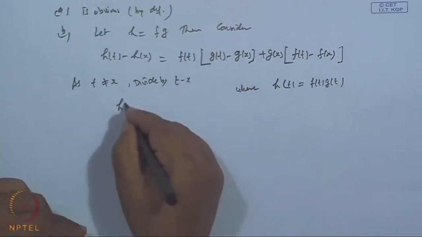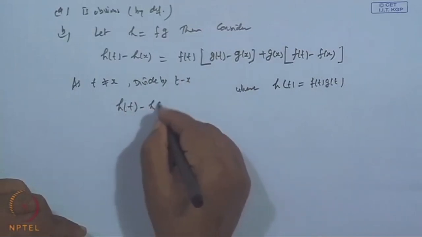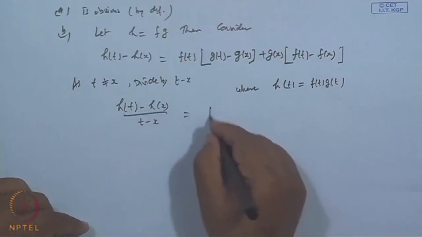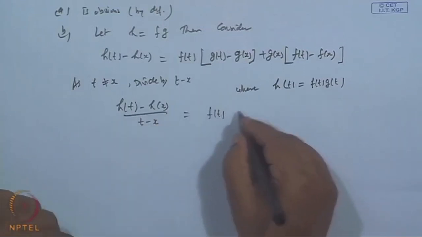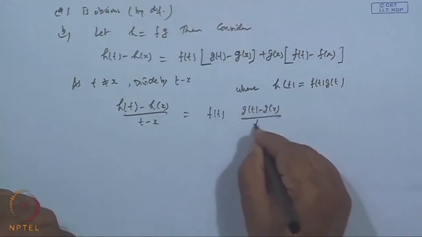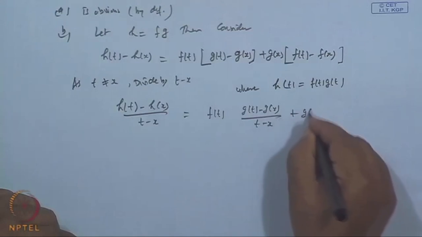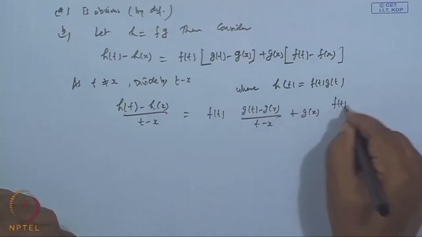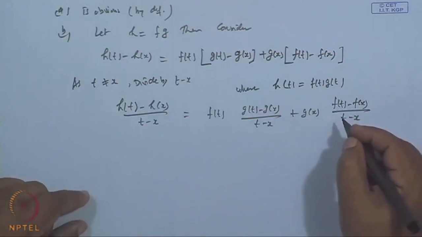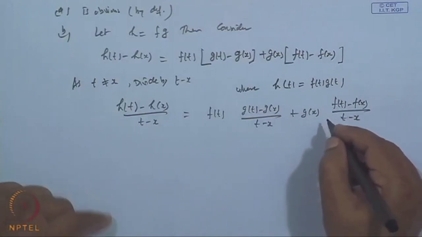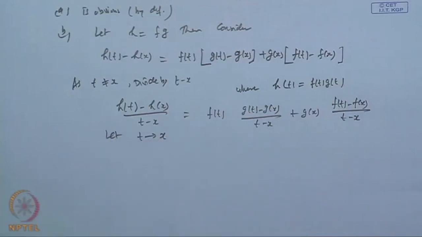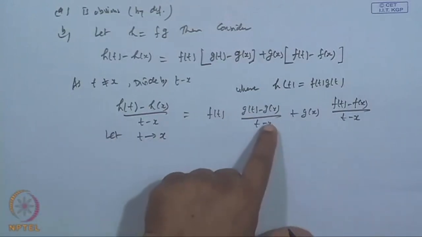So, when you divide by t minus x, what you are getting is f(t) times (g(t) minus g(x)) over (t minus x), plus g(x) times (f(t) minus f(x)) divided by (t minus x). And then let t tend to x. Now, what is the right hand side?